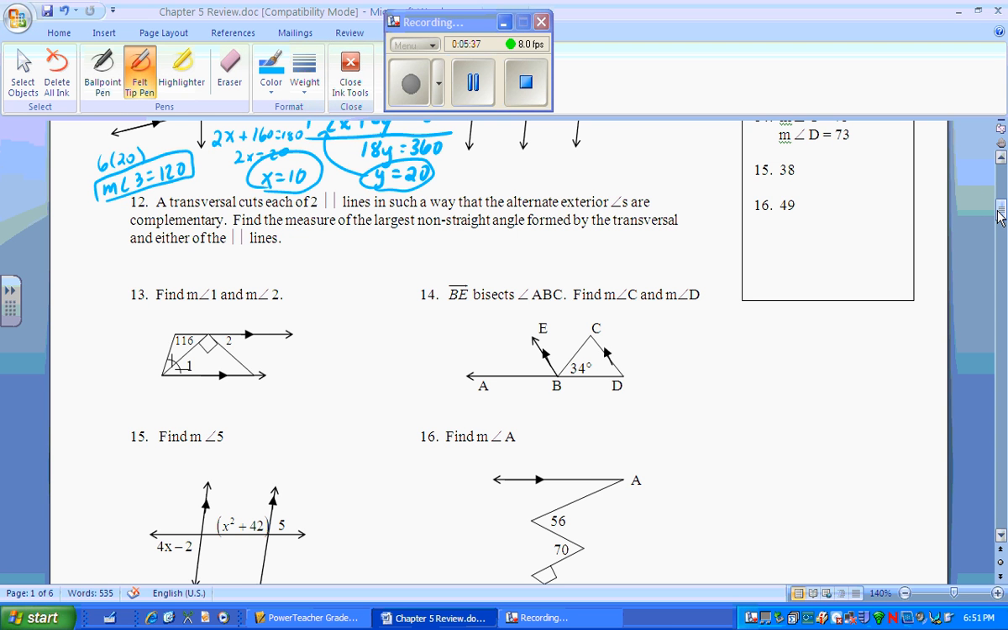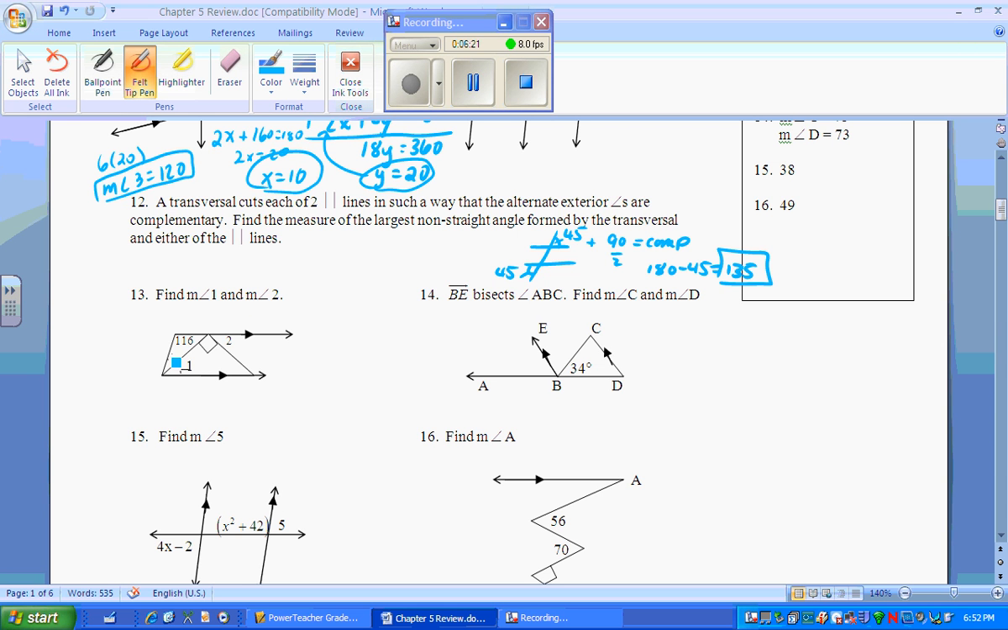Number 12, the transversal cuts each of the two parallel lines such that the alternating exterior angles are complementary. So we got parallel lines, alternating exterior right here and here. You know they're congruent. They also have to be complementary. So complementary means add to 90. So that means each one is 45 and 45 when I divide by 2. And they ask you to find the measure of the larger non-straight angle. Well, 180 minus 45, we're ending with 135, and 135 is a lot bigger than 45.